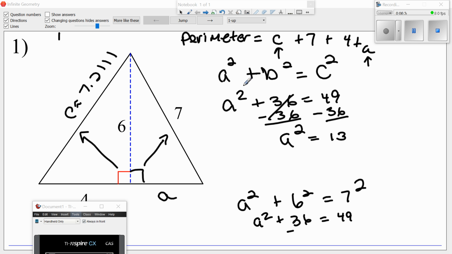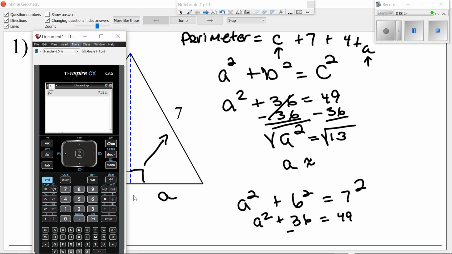Okay, so now I want to get a by itself. It's a squared. Okay, remember what we have to do. We have to take the square root of this. Go over here, take the square root of this to keep it balanced. This will now become approximately equal to, put it in my calculator. I know it's going to be greater than 3 but less than 4. So control square root and 13. Control and enter gives you 3.60555.